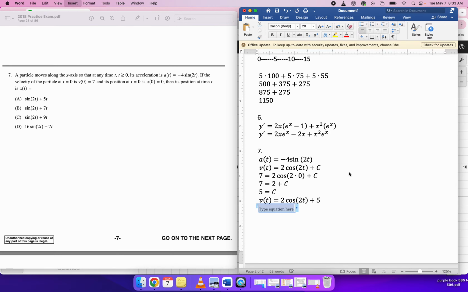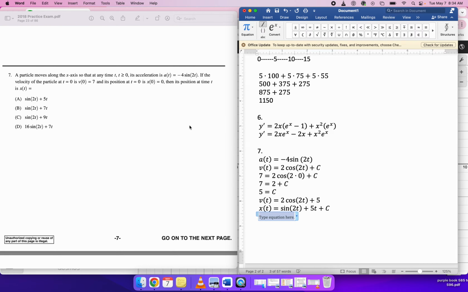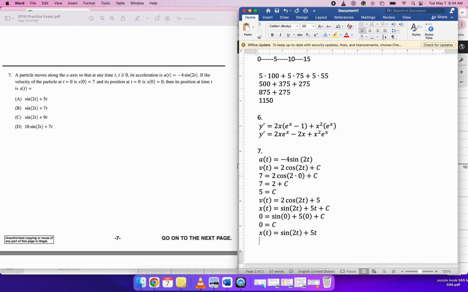Now I do the same thing to find the position. X of t will be the antiderivative of this guy. I think that's just going to be sine 2t plus 5t plus c. Does that work? If I take the derivative of this, do I get 2 cosine 2t? Yeah, that's right. And then they tell you that x of 0 is 0. So that means replace t with 0 and set it equal to 0. So 0 equals sine of 0 plus 5 times 0 plus c. Oh, that whole thing is 0. So that's telling me that, in fact, 0 is equal to c, which means that my position function is sine 2t plus 5t. So therefore, what is, oh, that's the answer to the question, right? So it looks like it's A.